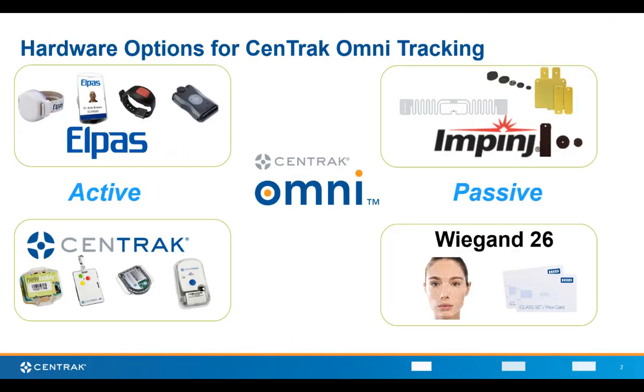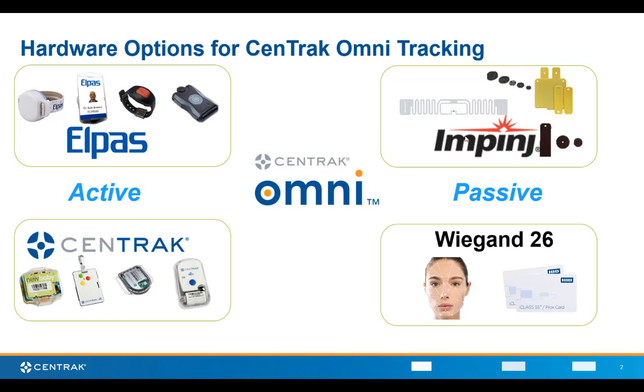Just to summarize the various interfaces that we have in Omni for tracking of tags and different types of tags. Here on the left side we've got our active RTLS systems, whether it be Elpas or CenTrak. And on the right side, we have the possibility of tracking passive tags. These are tags with antennas but without batteries.